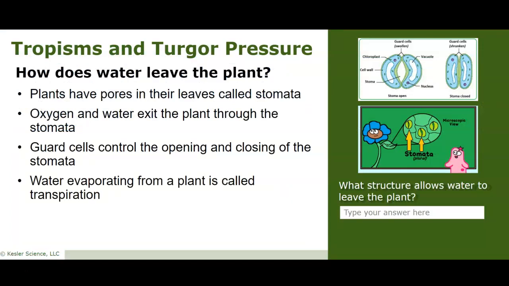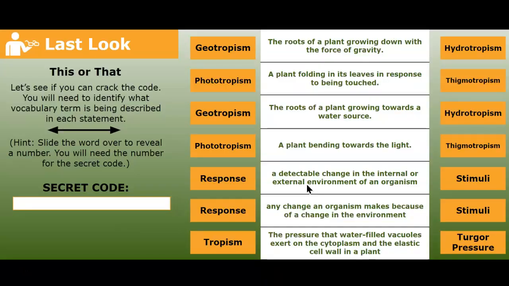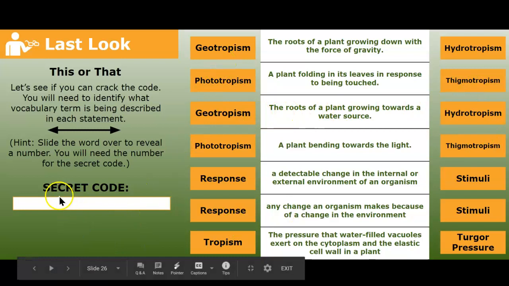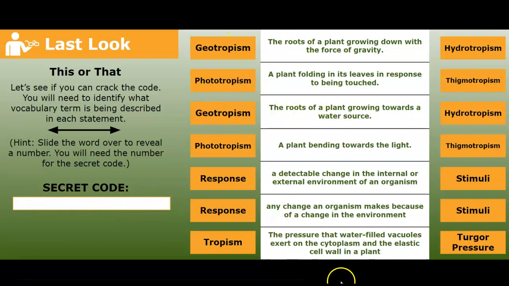So how does water leave a plant? Plants have pores in their leaves called stomata, and oxygen and water exit the plant through the stomata. There are guard cells at the stomata that open and close them. So it controls the amount of water leaving. And you can see here the guard cells. Water evaporating from the plant is called transpiration. Now you're going to pull the correct definition off whichever side, and underneath there you'll see a number. There you will put the code in order from top to bottom.